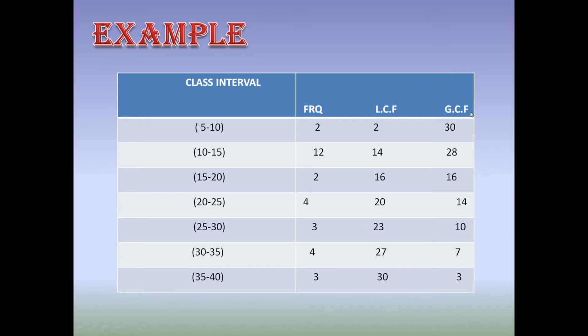Greater than cumulative frequency is nothing but what? Here totally there are 30 values, or 30 members. So 5 to 10, how many are there totally? The first one in greater than cumulative frequency is 30. From that we are going to subtract. 10 to 15 should not come under this, because it's a greater than cumulative frequency. So 30 minus 2, the previous one, we should subtract. 30 minus 2 is 28. 28 minus 14, how much?